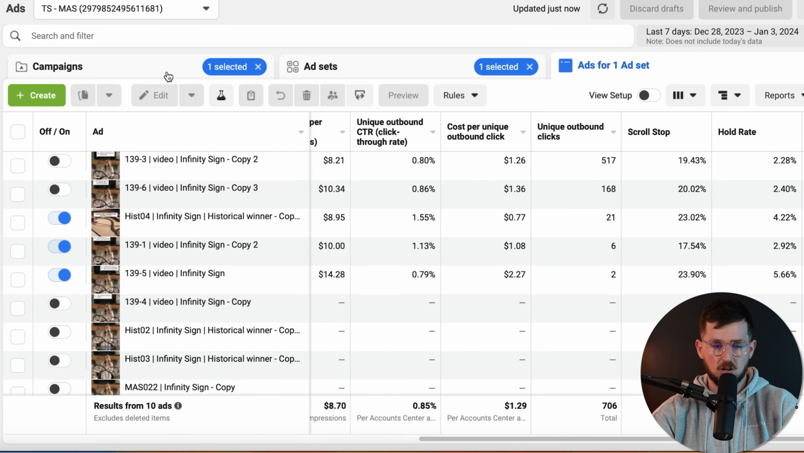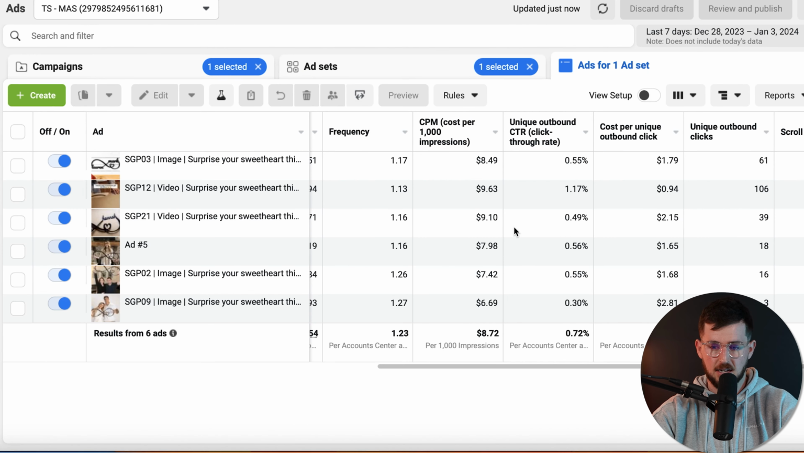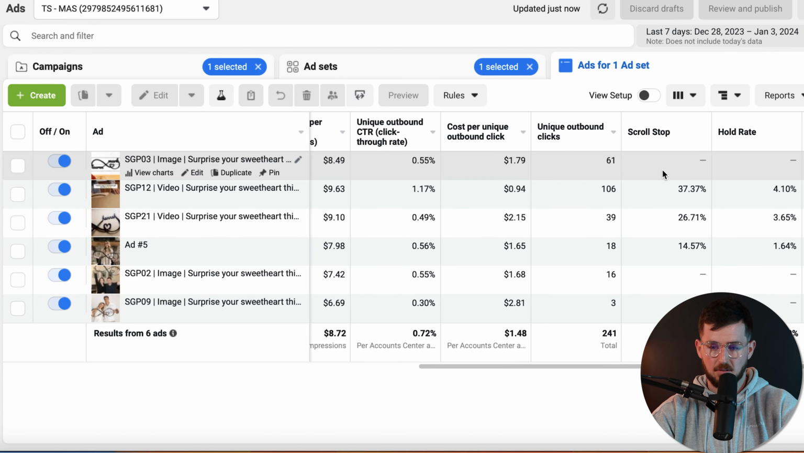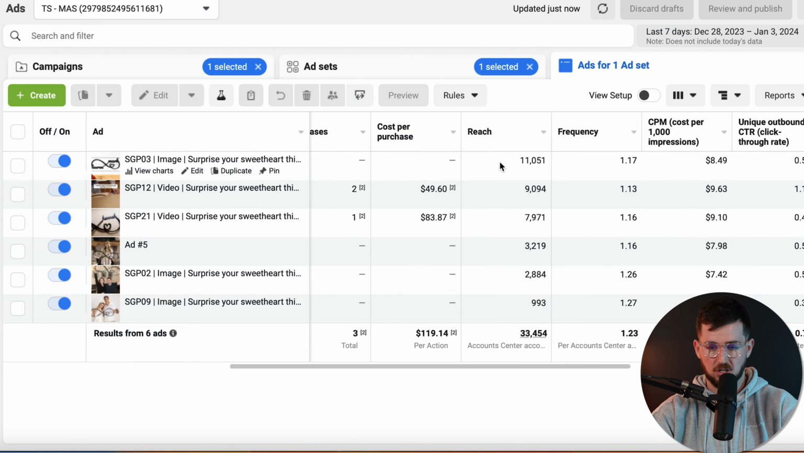And that's for videos. I know we have some photos running in this account. We just launched these ads yesterday. For photos, we just don't look at anything. We just look at CTR and frequency. And that's pretty much it, cost per purchase.